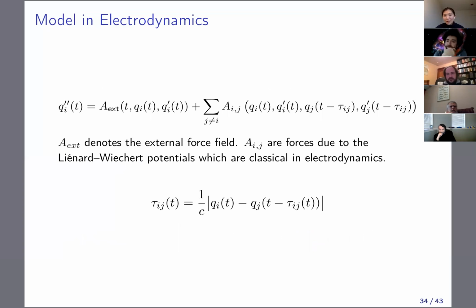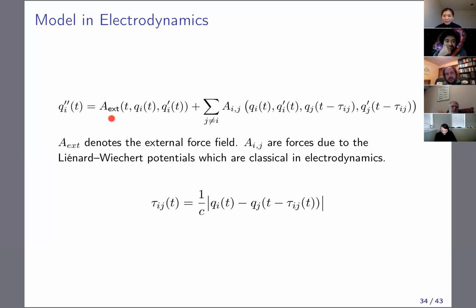Now we consider a model of uncharged particles in electrodynamics. So here, this Qi means the position of the i-th particle. And this A_ext means the time-dependent external force field. So for now, we cannot consider an autonomous external force field because there will be a conserved quantity. So the hypothesis on the periodic orbit cannot be satisfied.